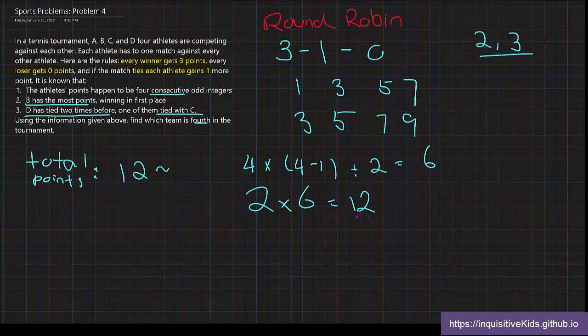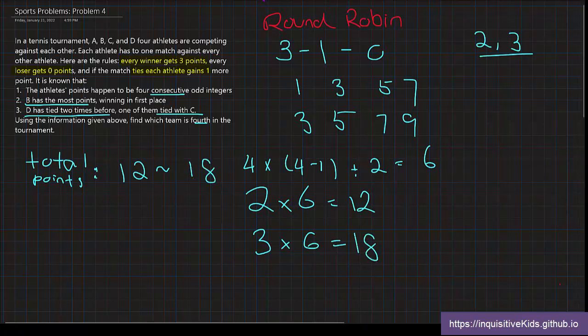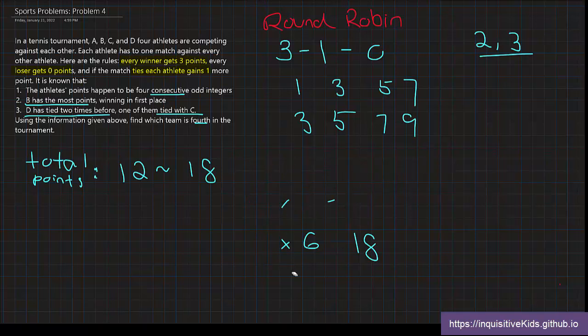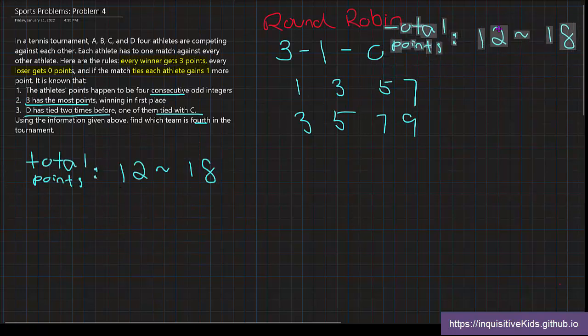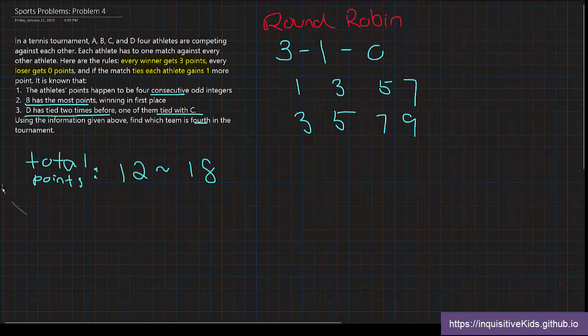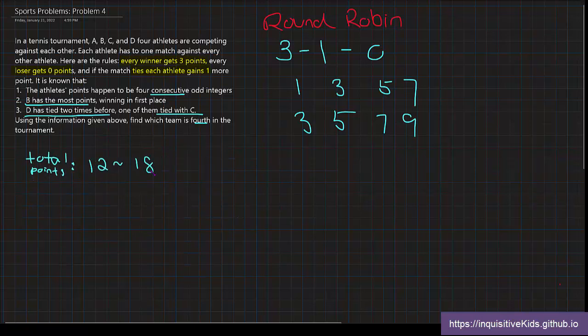Now, if every single one of these games ended in a winner-loser situation, then there would be 3 times 6, resulting in 18. So 18 points. So we know that the total number of points can range from 12 to 18. So that's a piece of information right there that we should keep in mind.